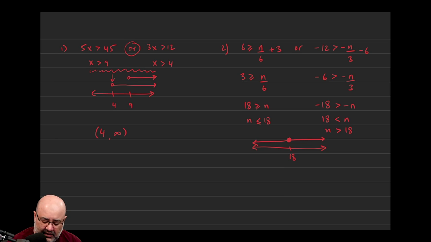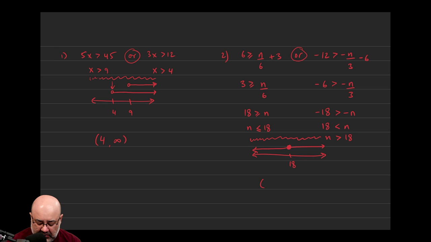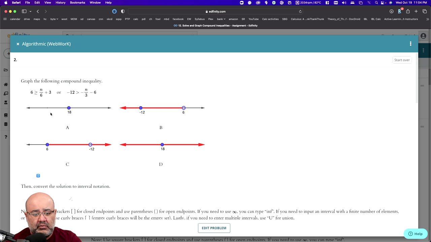And now we're looking at the compound inequality. We're looking at an OR statement. So where are we covered from the rain? Everywhere. So the solution would be negative infinity to infinity. Let's see if this matches any of them. This would match answer choice D.